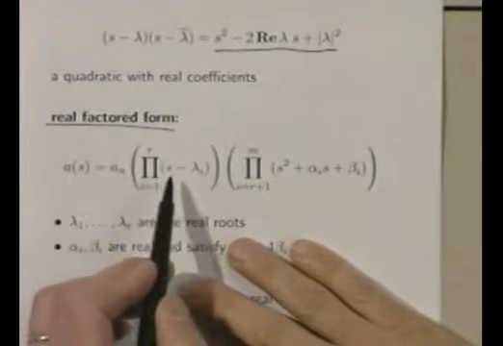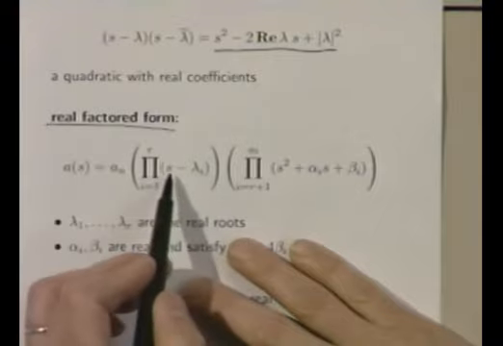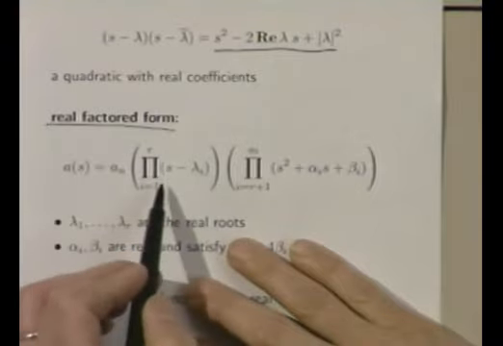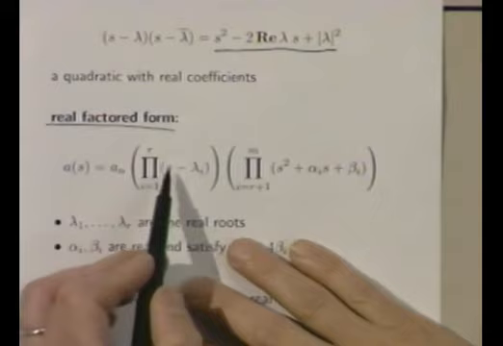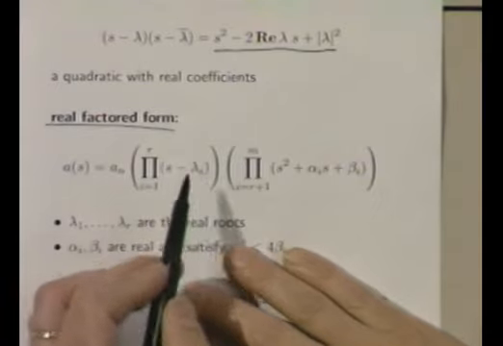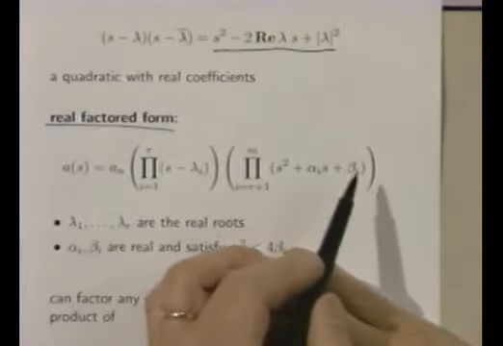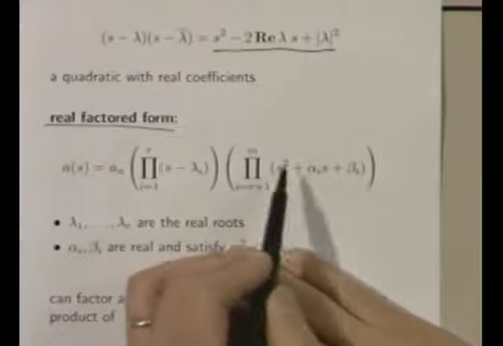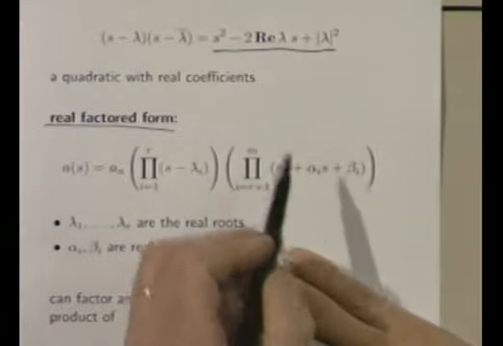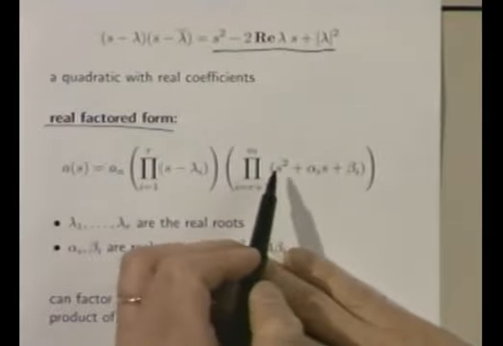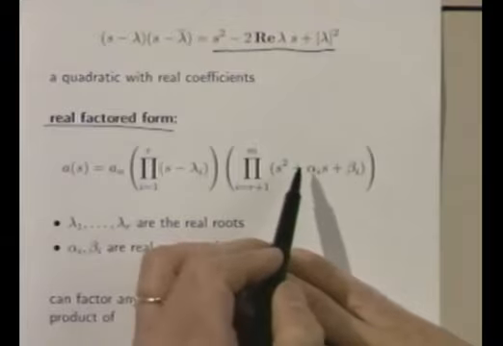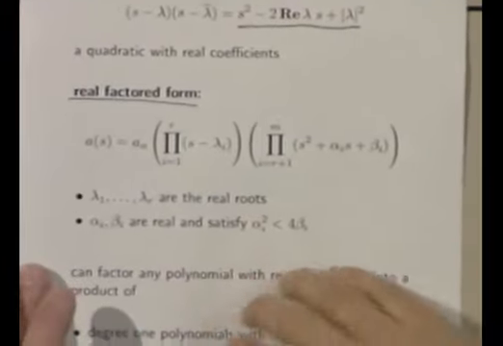What you do is you express all the real roots this way, like that. So here the lambda_i's are all real. Every time you have a complex conjugate pair of roots, you multiply them together and you get a quadratic which has real coefficients. So alpha_i and beta_i are real.